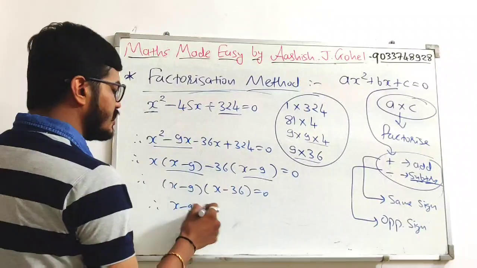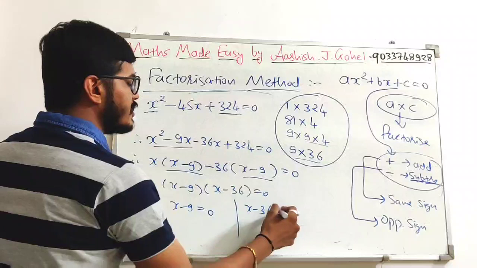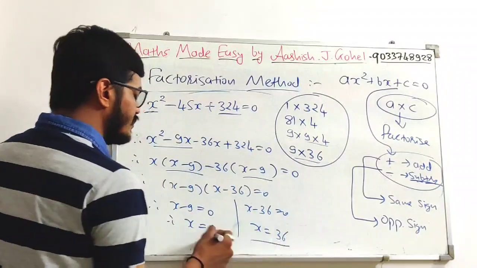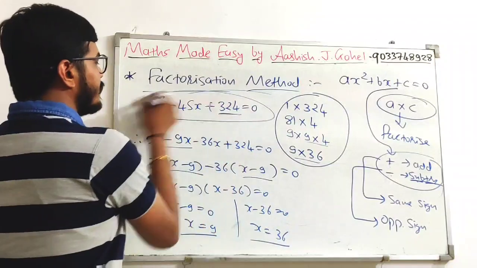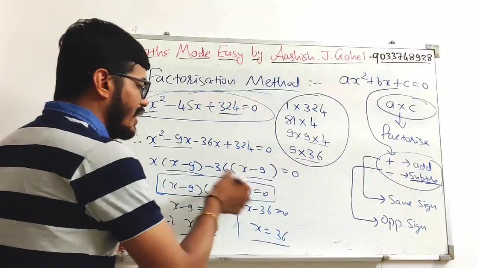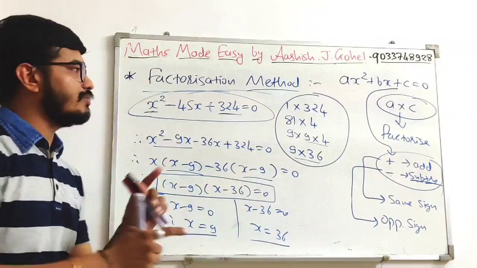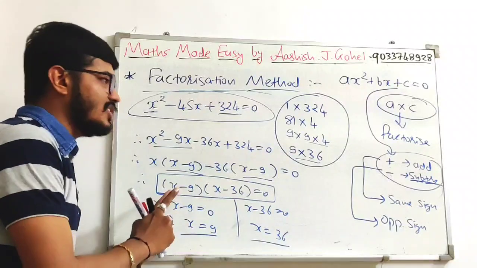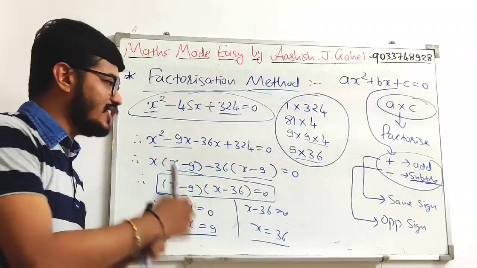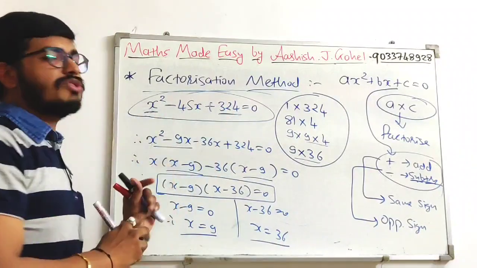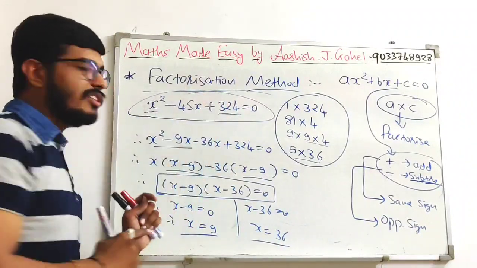If I equate both the factors with 0, then we will get x is equal to 9, x is equal to 36 as the zeros of this equation. And x minus 9 and x minus 36 are the factors of this given equation. So you need to practice this kind of questions. If you practice more and more, then you will be able to solve any kind of quadratic equation with the help of the factorization method.